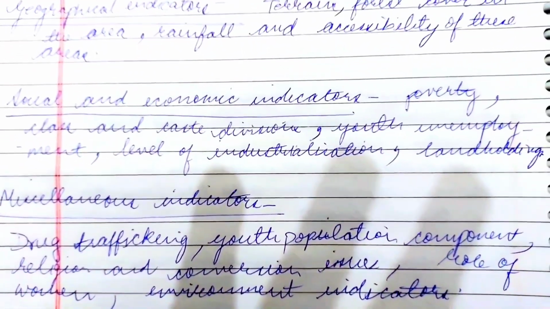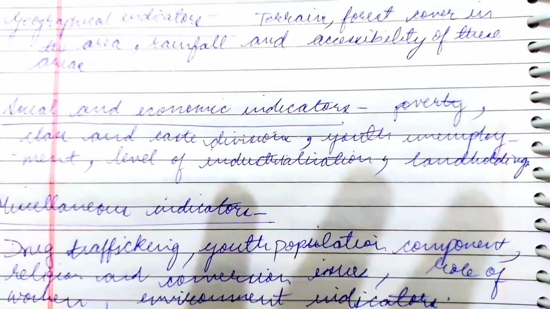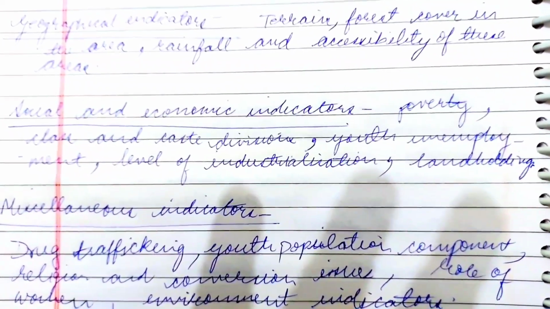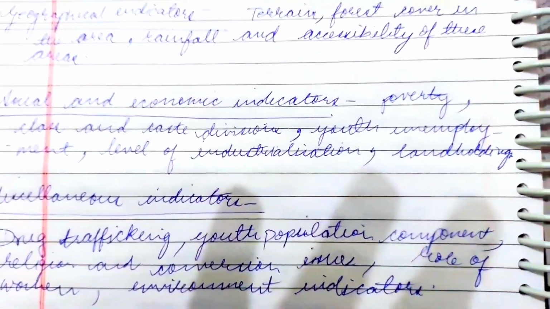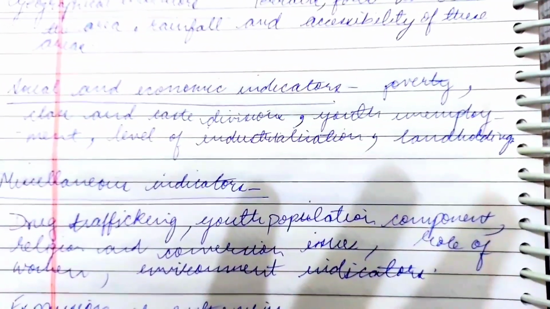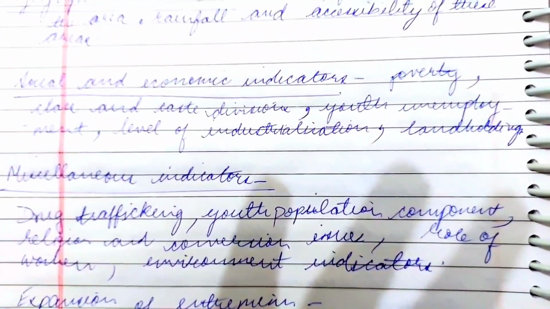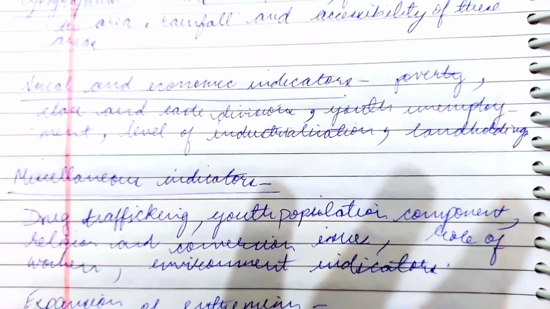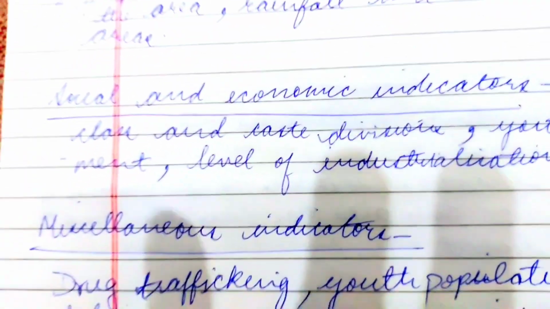Then again, the social and economic indicators are that poverty may be present, a lot of poverty. The economic conditions of these areas are not good. Class and caste divisions are present. Youth unemployment is there. The level of industrialization is not much, and land holdings, that is the area of land that one person holds, are not that much. So people are poor.